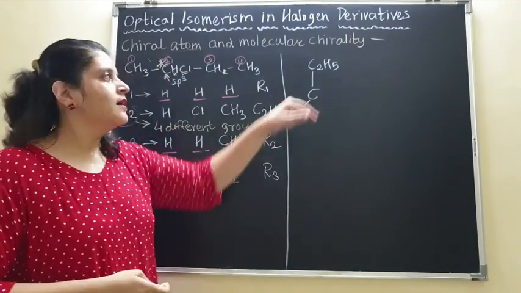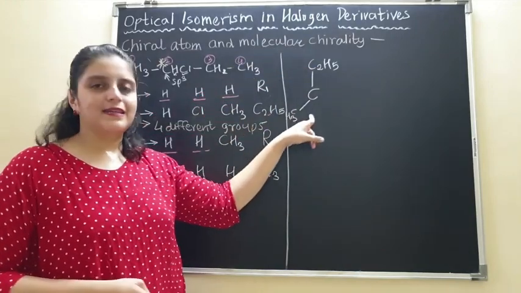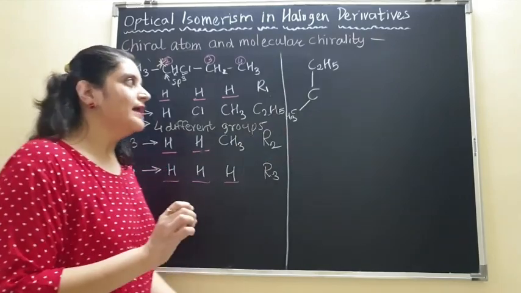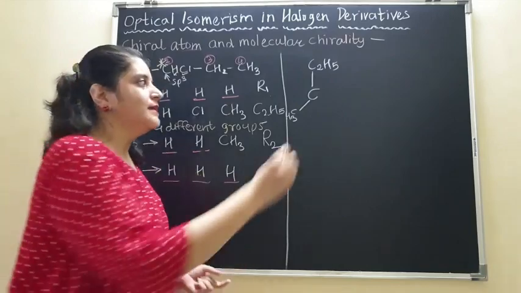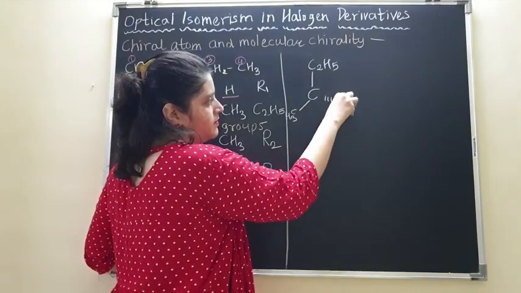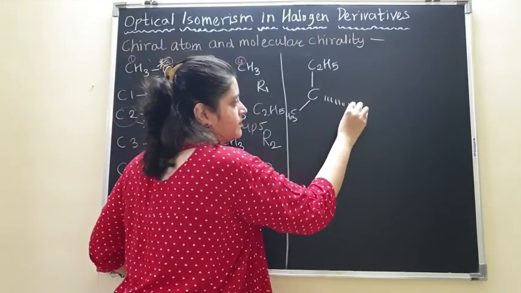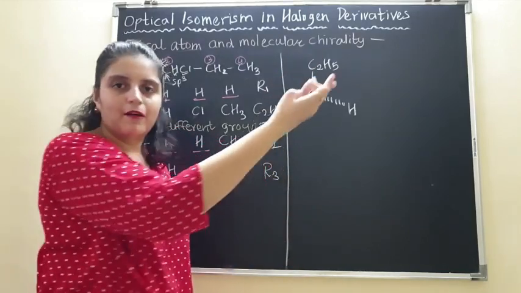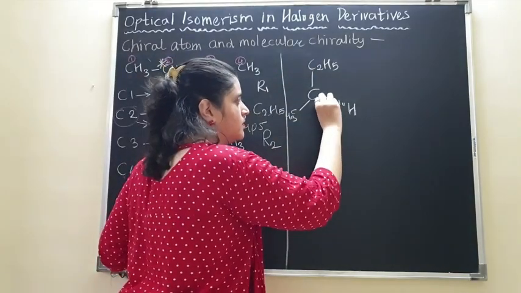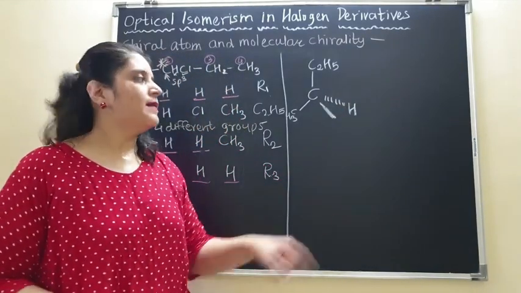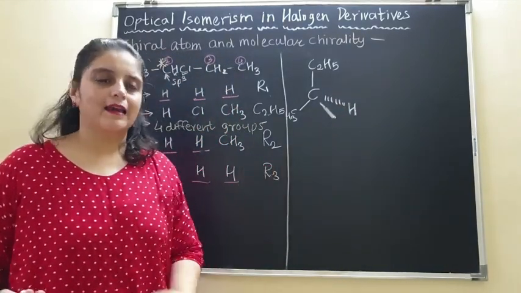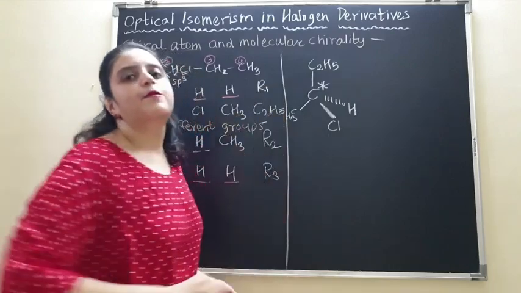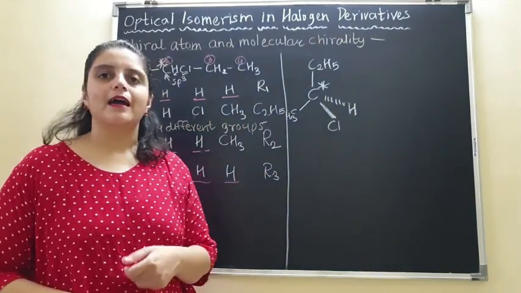So while representing the bonds which are in the plane, we represent it by our regular line. Then something that is below the plane is represented by a dotted line like this. So let me draw hydrogen over here, and there is one more bond which is above the plane. So the bond which is above the plane is represented by wedge like a dark line, which is Cl. I am putting star mark because it is a chiral carbon atom.